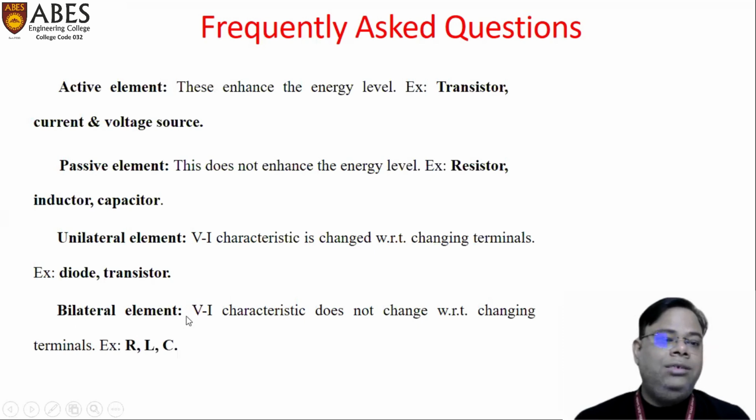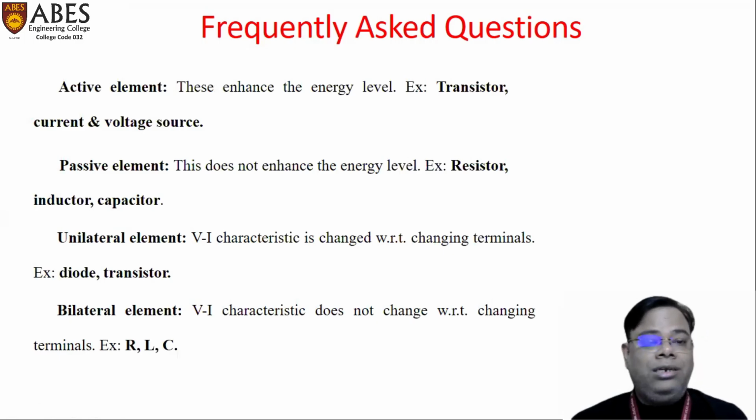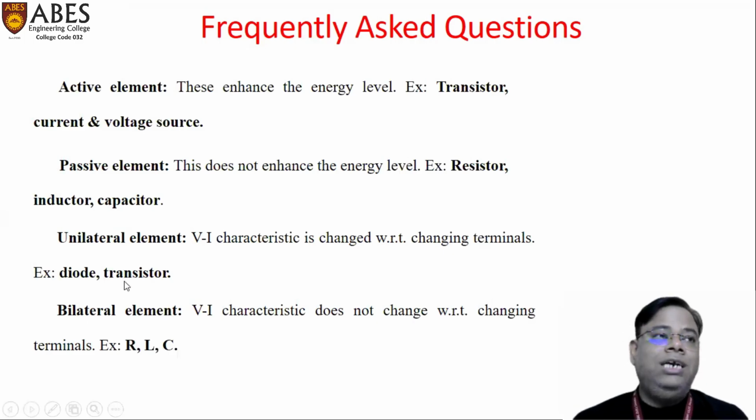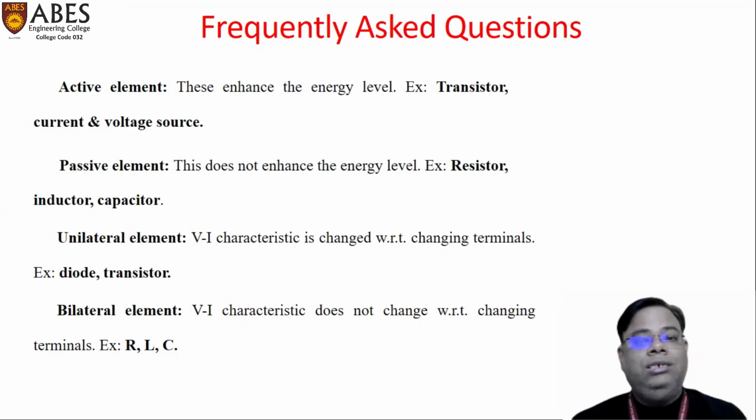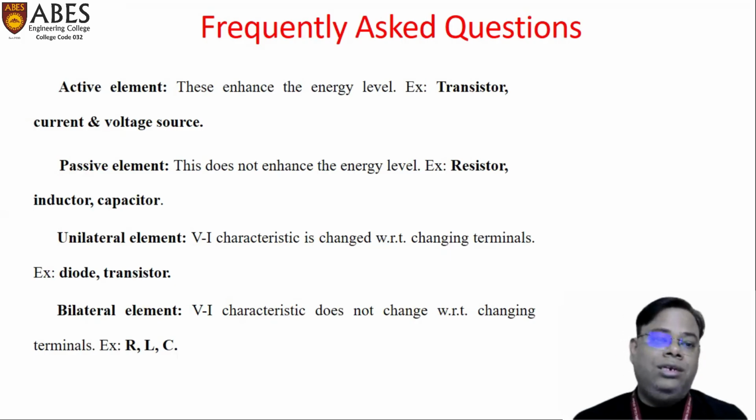Now, our next types of elements are unilateral and bilateral elements. It may be asked that differentiate the unilateral and bilateral elements. Then you can write there that unilateral elements are those elements which have different VI characteristics with respect to their terminals.